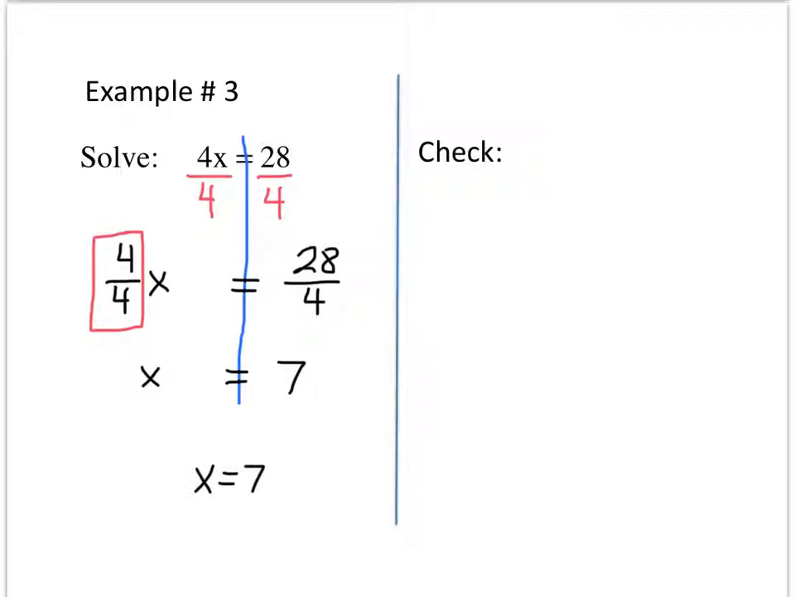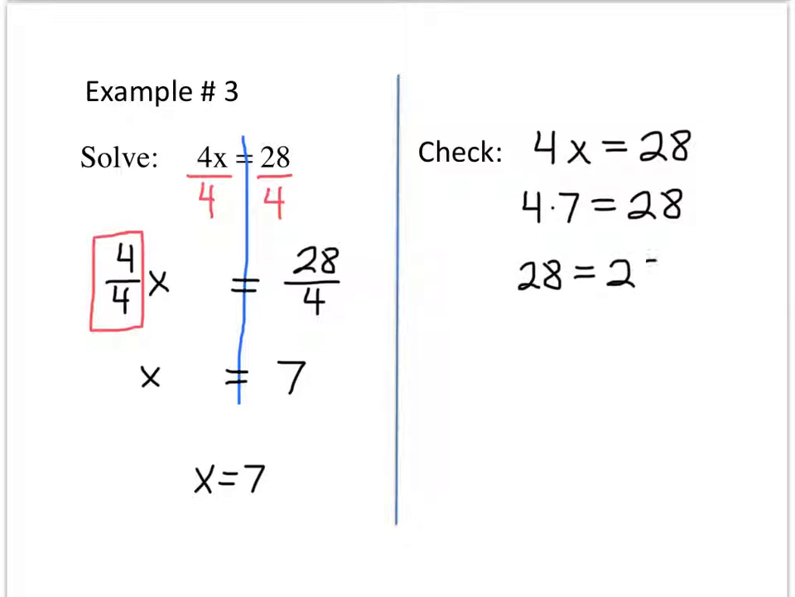And again, a good way to make sure we did this right was to check. So I'm going to write 4x equals 28, which is my original equation. In place of the x, I'm going to put that 7. And again, we do recognize that if there's nothing there, it really is multiplication. And I can see that 4 times 7 is 28. So we have done this correctly.